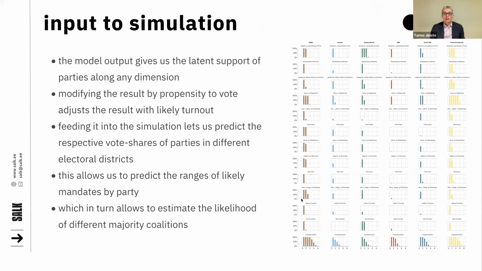In here. So the model output is a posterior, so it's an inference data object. This is something that has a lot of different stuff in it. But what we do on that basis is feed it into subsequent steps of our data workflow. So it gives us the latent support of parties along any dimension, like we said before. Then we modify this latent support by propensity to vote, which gives us the likely turnout by party. Then we feed it into a simulation that predicts the vote shares of parties in different electoral districts. And as a next step, we can predict the ranges of likely mandates.